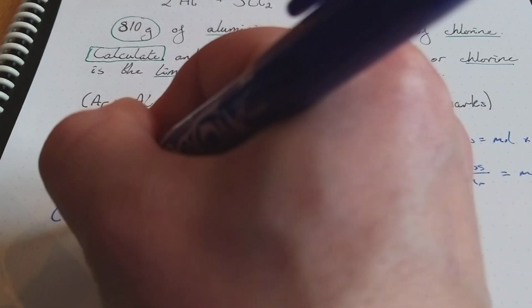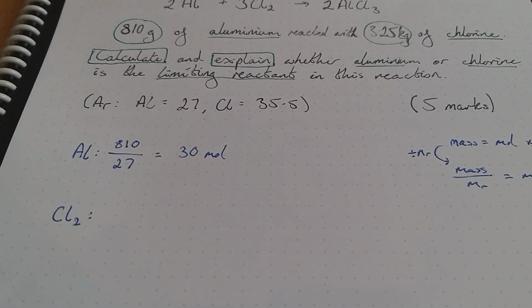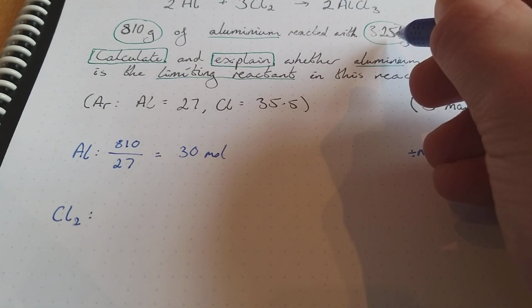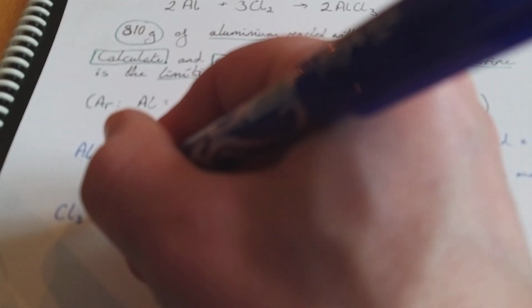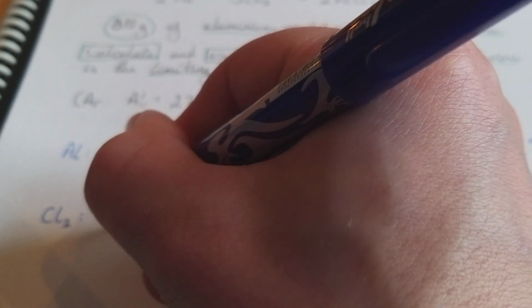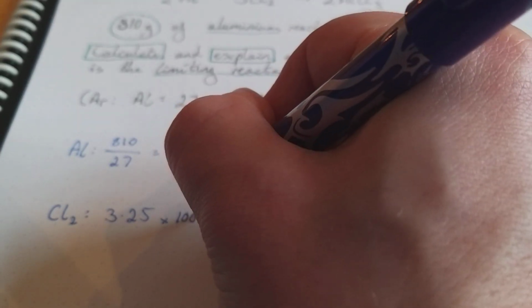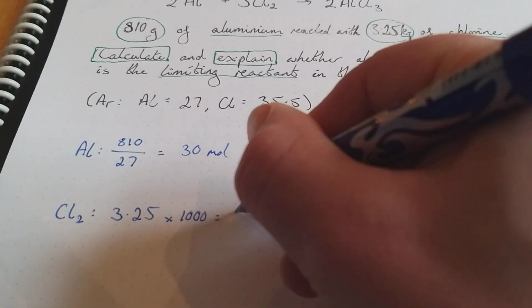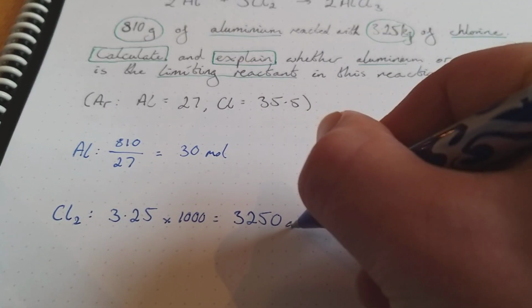Okay, so we'll leave that there for the moment. Let's deal with our chlorine. Now it is Cl2, so we do need to take into account the fact that it's a molecule. But if we have a look at our question, we've got 3.25 kilograms. So the first thing we need to do is to do our cheeky little conversion. And you should know by now that there are 1,000 grams in a kilogram. So 3.25 times 1,000 will give us 3,250 grams.